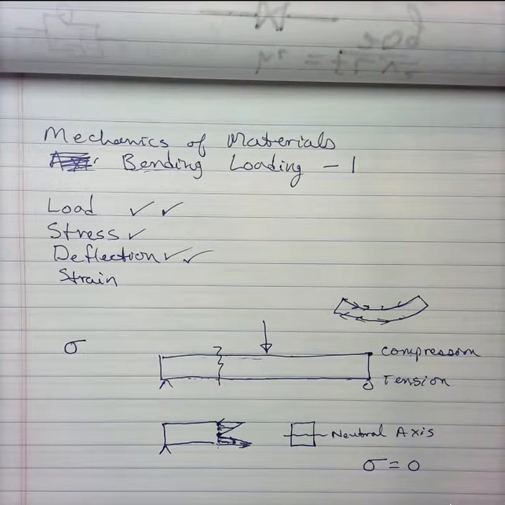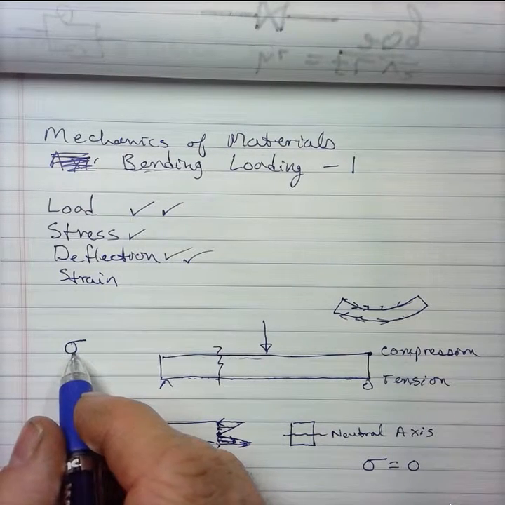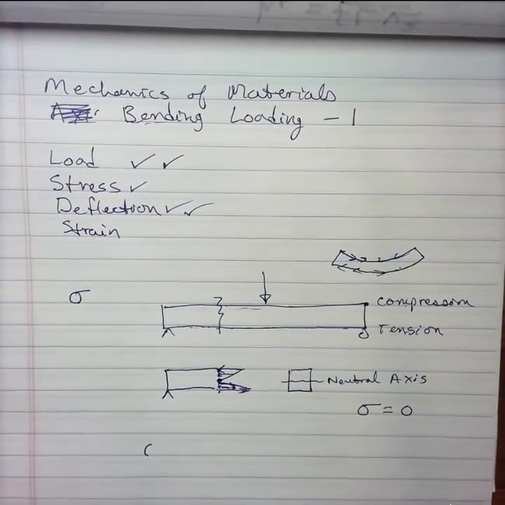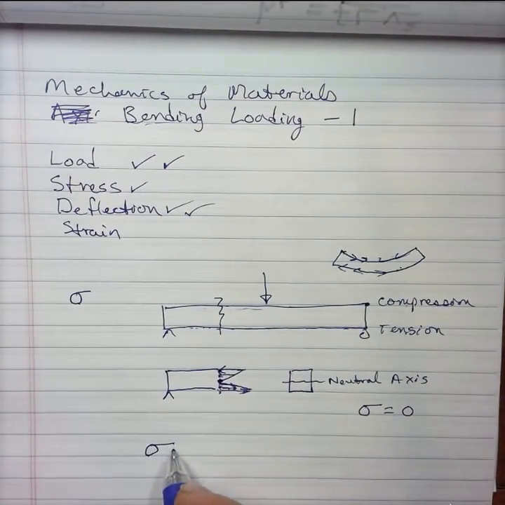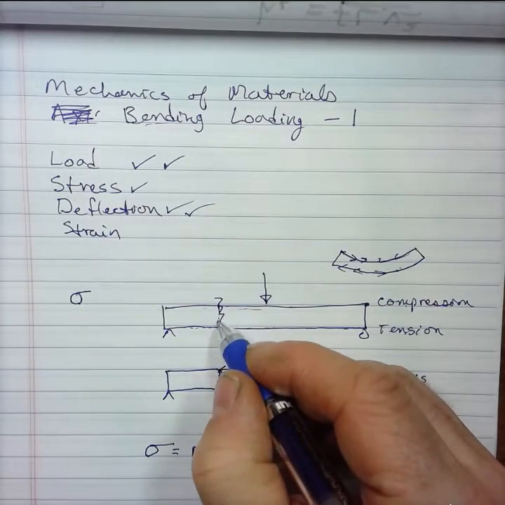So again, this is the bending stress. And it is going into or out of that cross-section. So it's perpendicular to the cross-section. So the bending stress is a normal stress, perpendicular to the cross-section. The equation for the bending stress is sigma equals My over I, where M is the internal moment at this point.